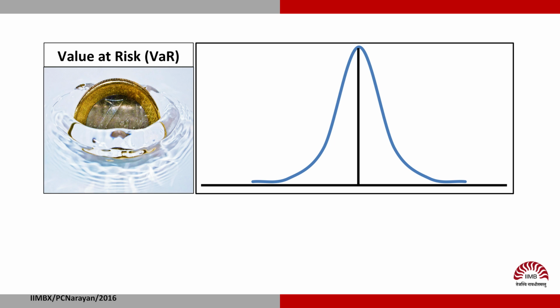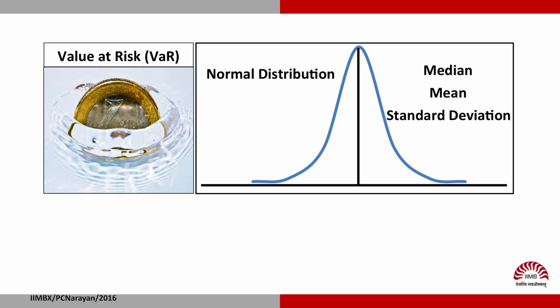Value at risk is built around the fundamental concept in statistics of the bell curve: normal distribution, median, mean, and standard deviation. Those of you not familiar with the concept of normal distribution and standard deviation, please see the web link at the end of this video.